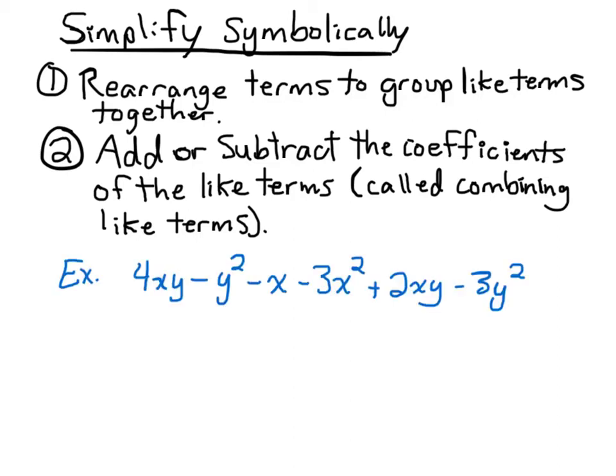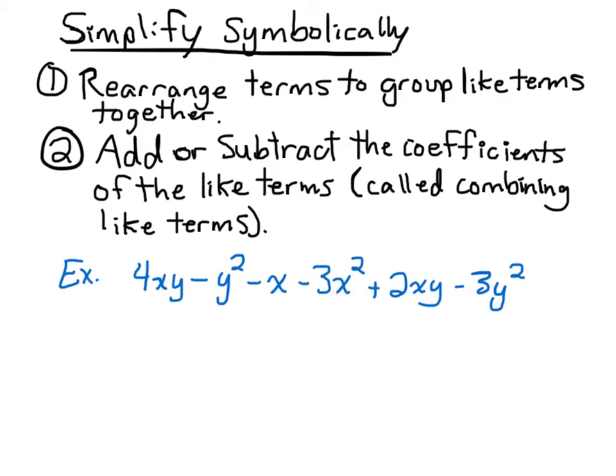In this example, we have 4xy minus y squared minus x minus 3x squared plus 2xy minus 3y squared. So there's 6 terms in this polynomial. But we notice that it's not simplified because we have terms that are like terms. We have a couple xy terms and a couple of y squared terms. There's 4 different types of terms here: an xy term, a y squared term, an x term, and an x squared term.